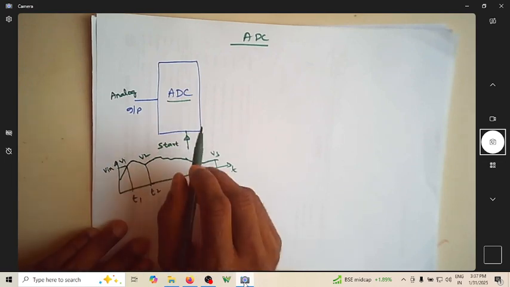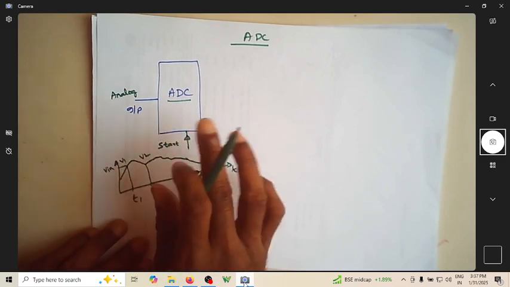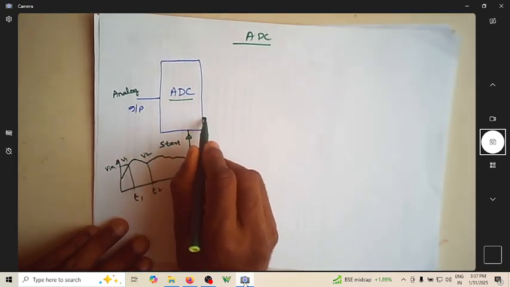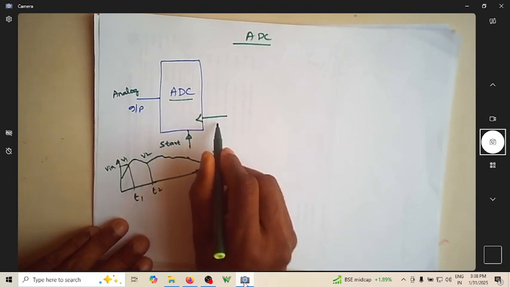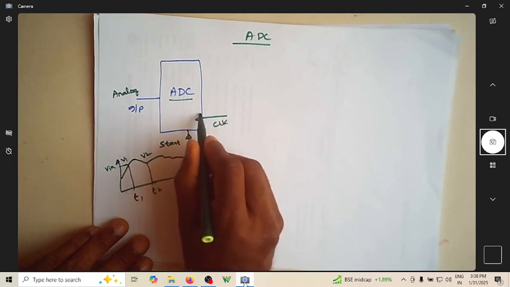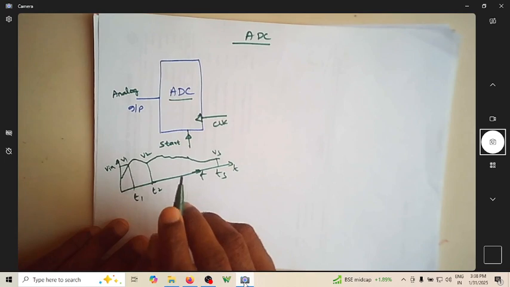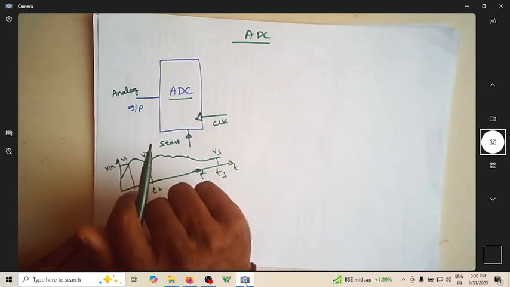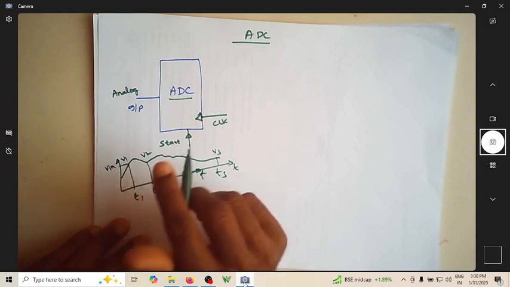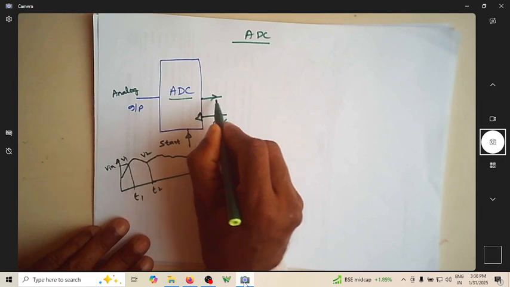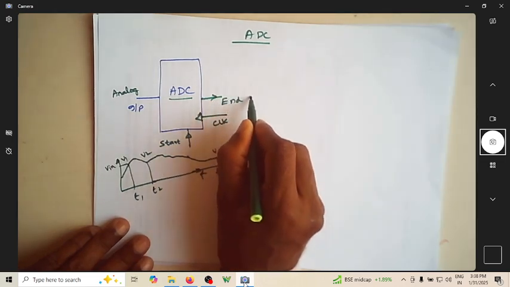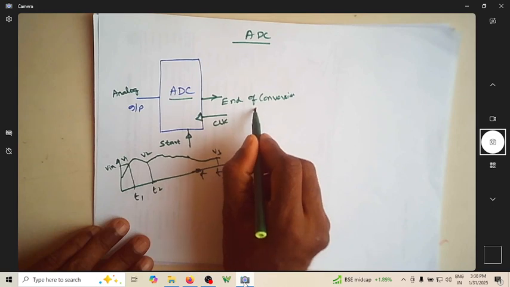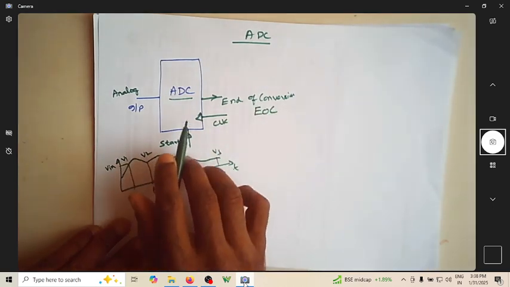Start is one more pin, and we will learn about it in the detailed block diagram. There is also a clock required. This is clock, and this indicates that it is a positive edge triggered clock. This is also an input, and this ADC will give an indication that the conversion is over. That is an output, which we call end of conversion, abbreviated as EOC.